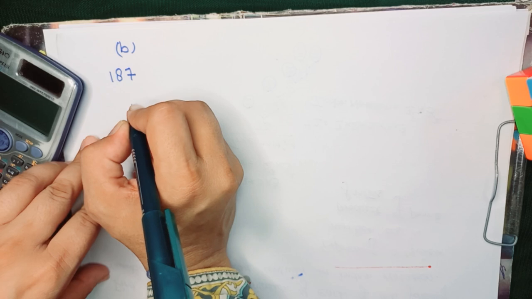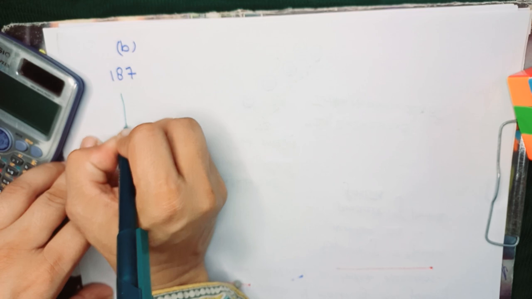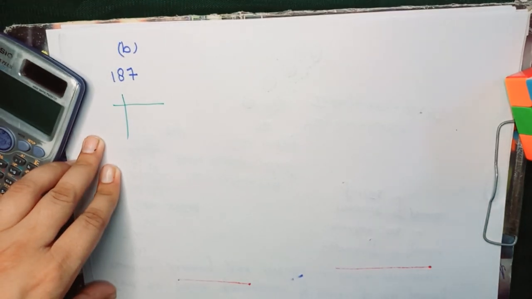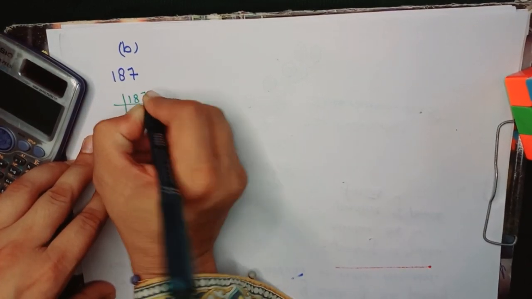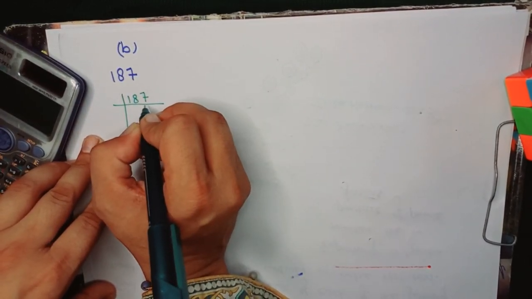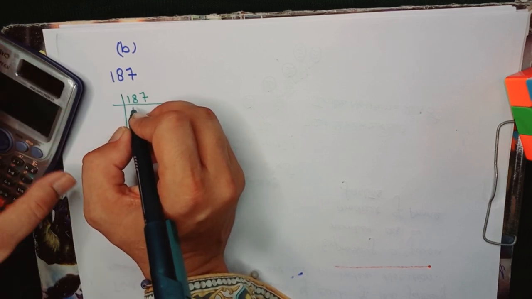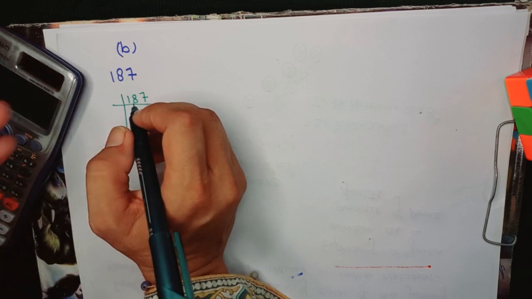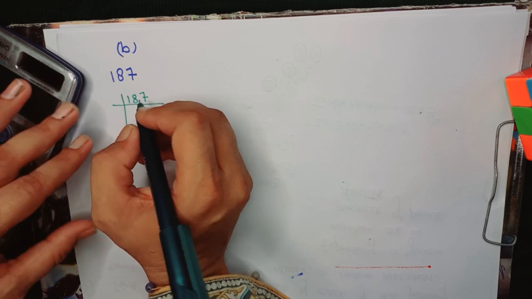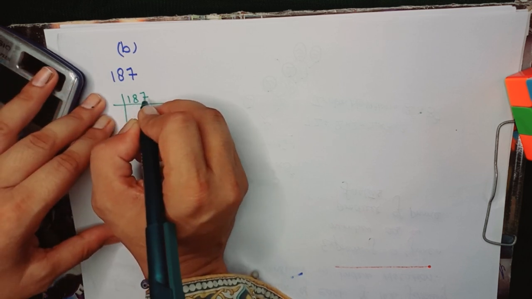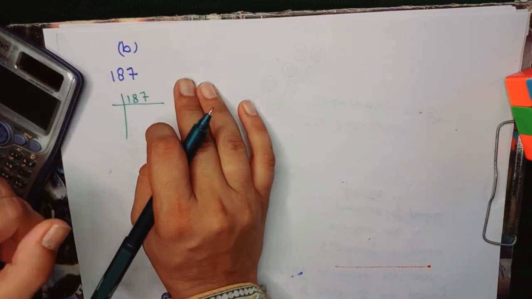Now the B part is 187. So we will do the table method for it. 187: the last digit is not even, so we can't divide it by 2. Check if we can do it by 3. Remember the divisibility rule which we used in the first question. 1 plus 8 is 9, and 9 plus 7 is 16, so it is not divisible by 3.